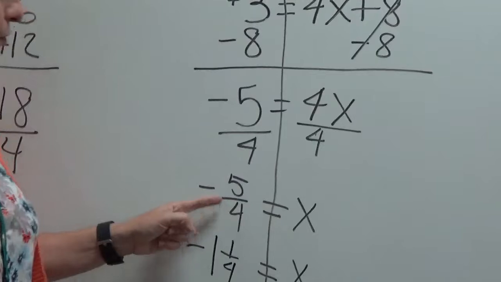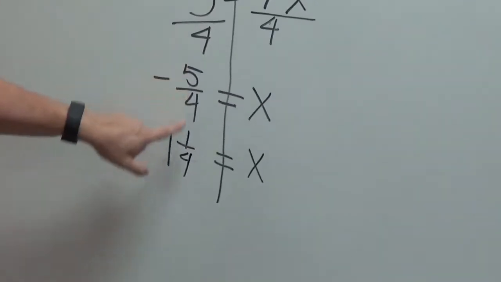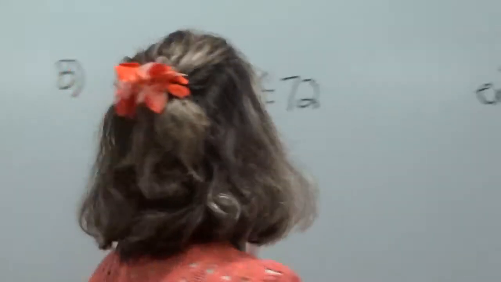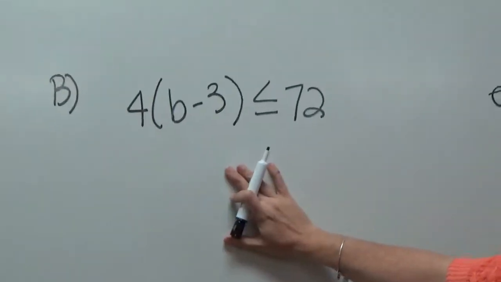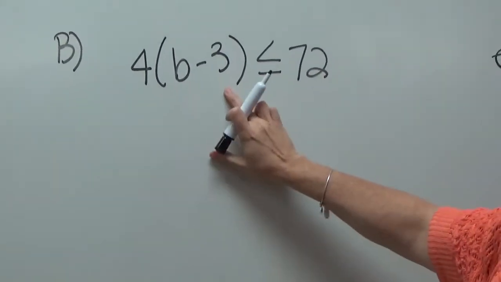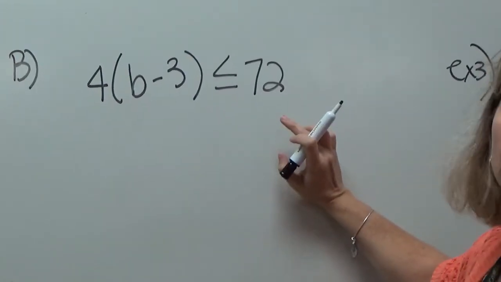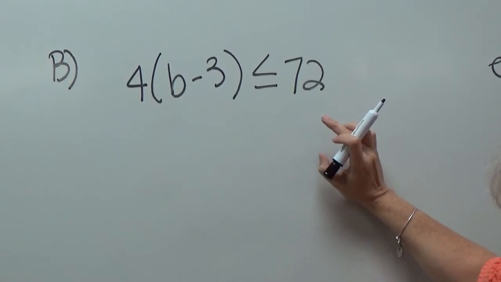All I did was divide 4 into 5. I get 1, and there's 1 left over. That is my answer. Okay, so now I'm going to do this one. 4 times b minus 3 is less than or equal to 72. Go ahead and turn off your video and try that.